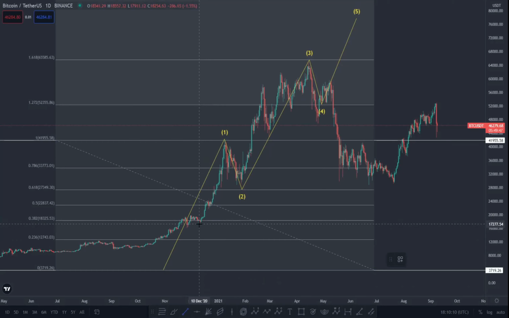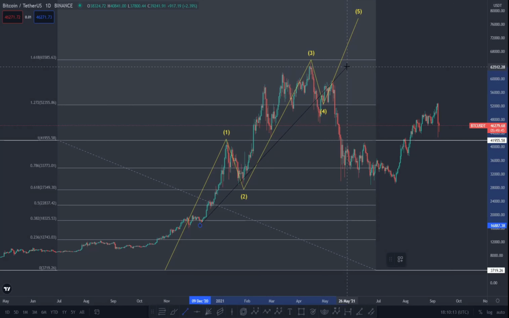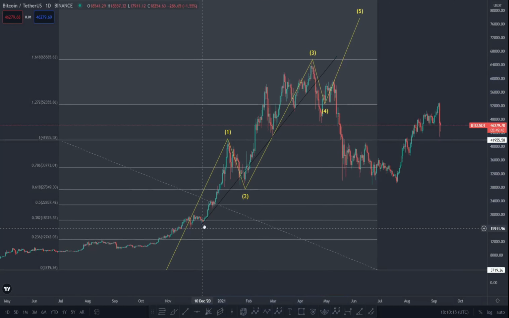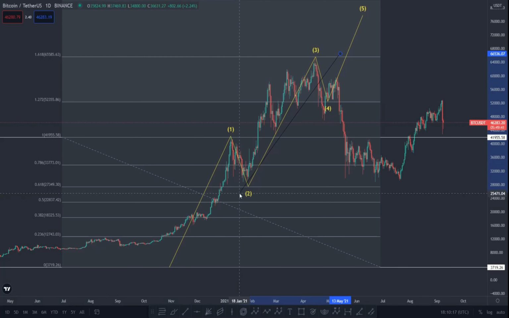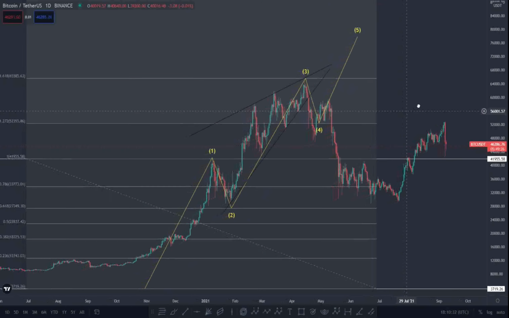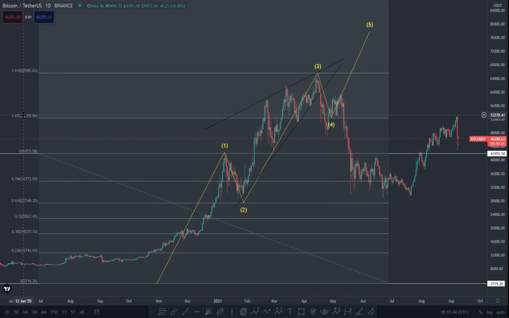So we can draw a trend line, like this. Beautiful trend line, and it gets broken down. Actually, it's kind of a rising wedge. That's a rising wedge, and it gets broken down. So it drops below this level.